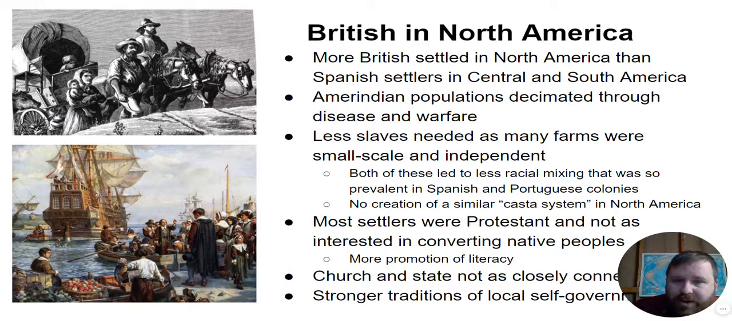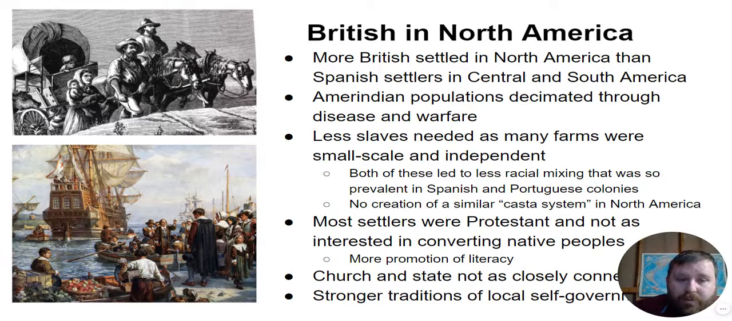Less slaves were needed because many farms were small scale and independent. And so both of these led to less racial mixing. And they weren't so concerned about this pure blood idea like the Spanish and the Portuguese had. There's no creation of a similar casta system in North America, and most settlers were Protestant, and they were not as interested in converting native peoples.